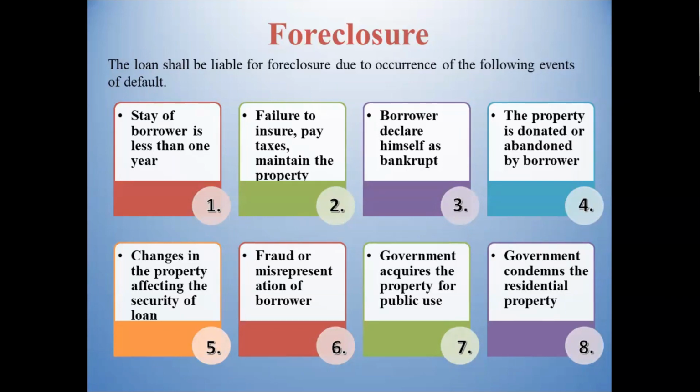The sixth is if there is any allegation of fraud or misrepresentation on the part of the borrower. And the last two clauses are with respect to the government. The seventh one is if the government at any point of time wishes to acquire the property for different uses, as government takes over land in different areas. And the last one is if the government condemns a particular residential property. In these 8 cases, the bank can compel the borrower for foreclosure of the loan.